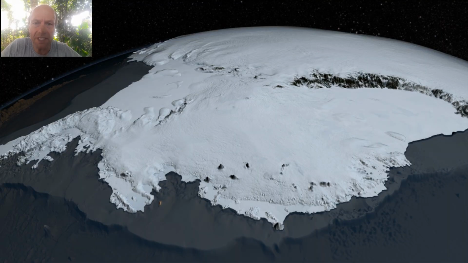Let's have a more detailed look at the Antarctica ice shield. It is a continental glacier covering 98% of the Antarctic continent with an area of 14 million square kilometers and an average thickness of over 2 kilometers. It contains 26.5 million cubic kilometers of ice, which is equivalent to 61% of all fresh water on Earth.